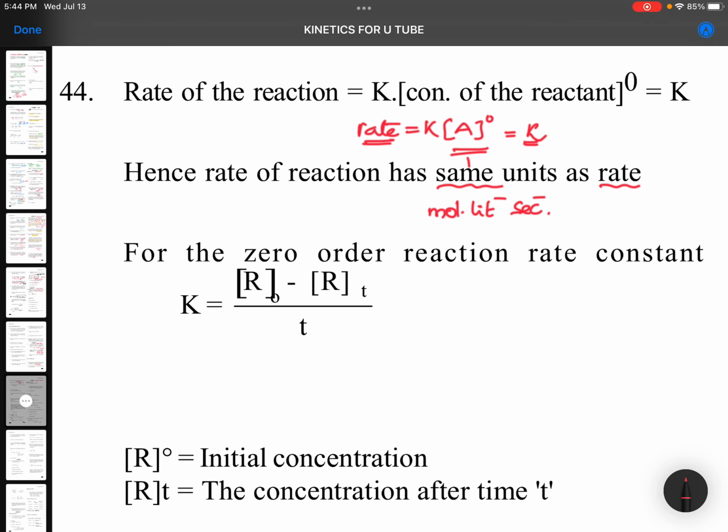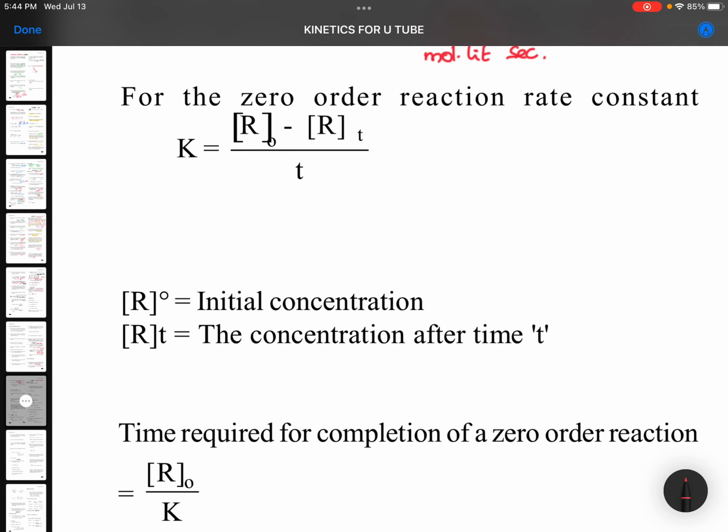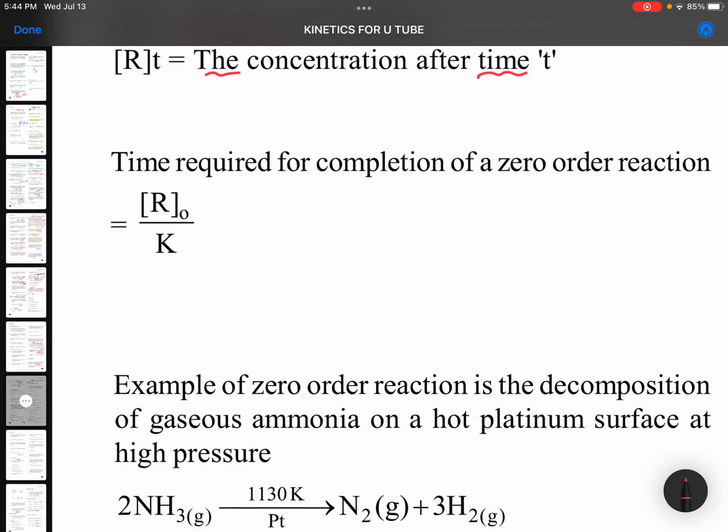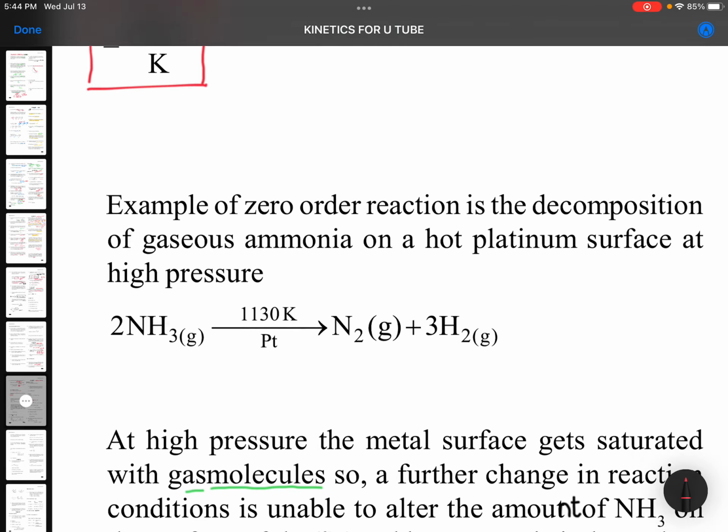You can check again. For the zero order reaction, rate constant K is equal to [R]0 minus [R]t by t. Here square bracket, when you are showing, this is nothing but the concentration. [R]0 means initial concentration. [R]t means concentration at t time, that is, after t time. The time required for the completion of a zero order reaction is equal to [R]0 by K. This is the formula that you can take, where K is rate constant, [R]0 is initial concentration. The complete time required is [R]0 by K.